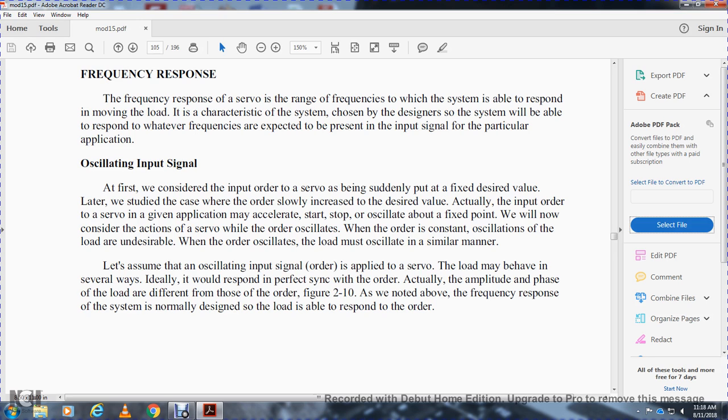Let's assume the oscillating input signal order is applied to the servo. The load will behave in several ways, but ideally it will respond with a perfect exchange of the order's actual amplitude in favor of the load. But different, with the order in figure 210, we noted above the frequency response of the system normally designed, and the load is responded to the order.